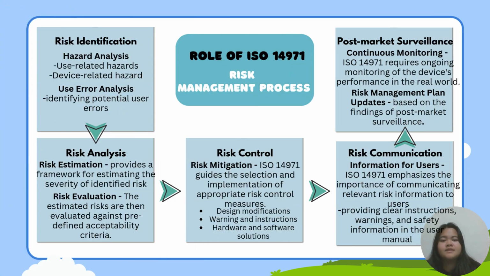Now let us see how ISO 14971 applies specifically to ultrasound devices. The first one, risk identification. It includes hazard analysis and use error analysis. In hazard analysis, the standard guides the company in conducting a thorough hazard analysis, considering all potential sources of harm. There are two types of hazards, which are use-related hazards and device-related hazards.